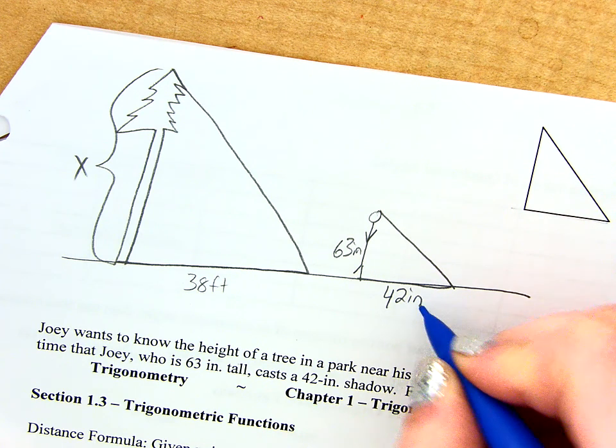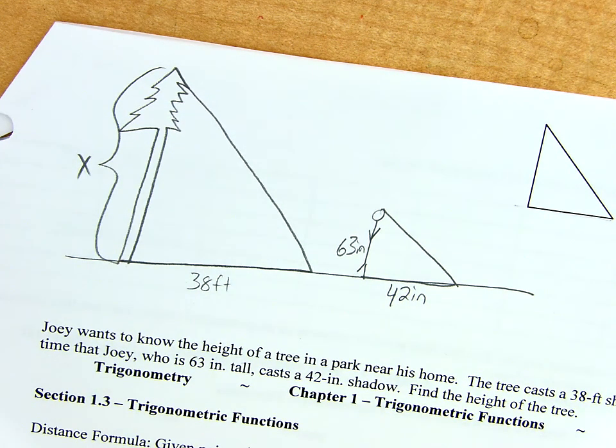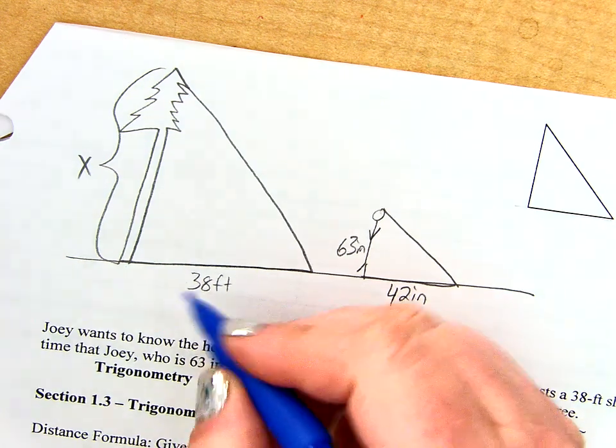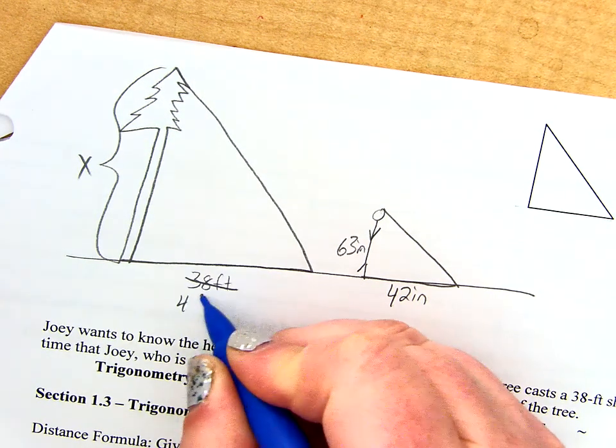So before I even begin, what should I do? Anybody know? Yeah, it's probably a good idea to be in the same units. In this problem, it actually won't matter, but if we had pieces in feet and other ones in inches, it's never a bad idea to just be all in the same units. So if I change 38 feet into inches, I get 456.